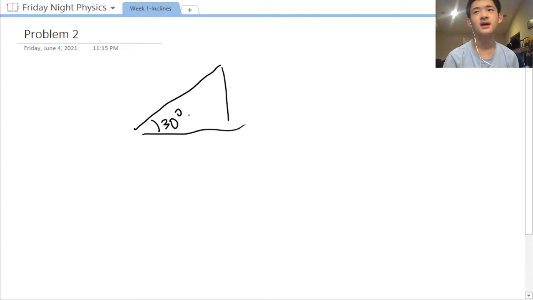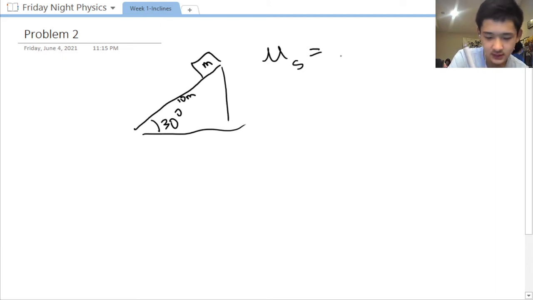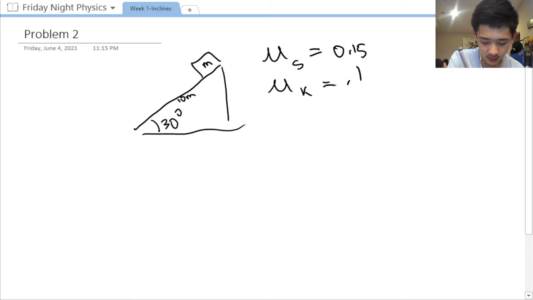So most F net equals ma problems, the angle will be 30 degrees, since sine 30 degrees is 1/2. So in this case, the block is on top of the incline, and the length of the incline is 10 meters, and we know that the block has mass m, and the static friction on the slope, mu s, is equal to 0.15, and the kinetic friction, mu k, is equal to 0.1. And we want to find the energy lost to friction.